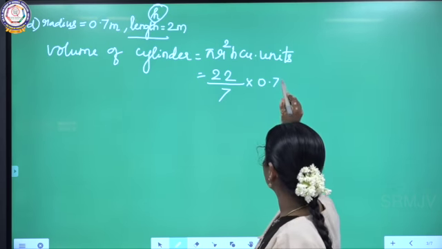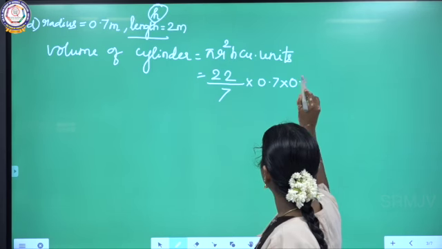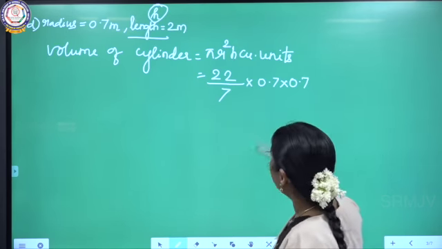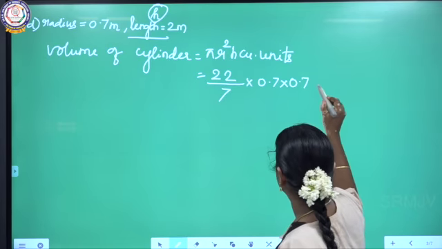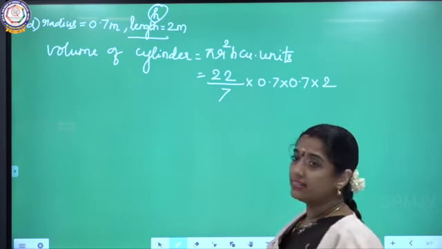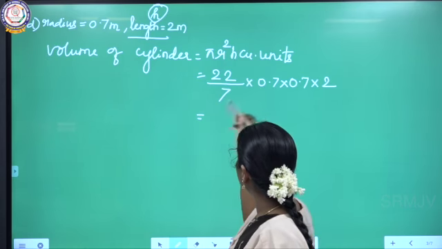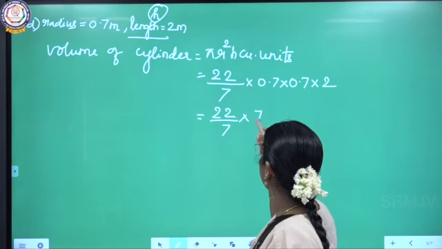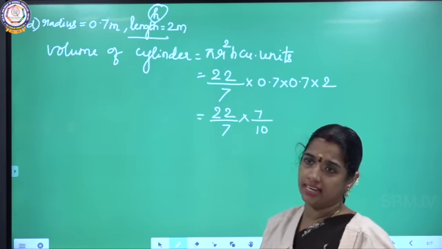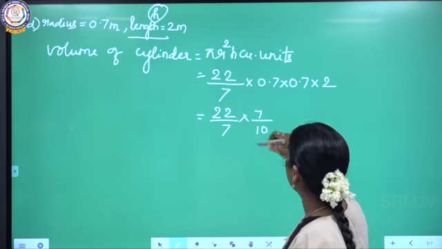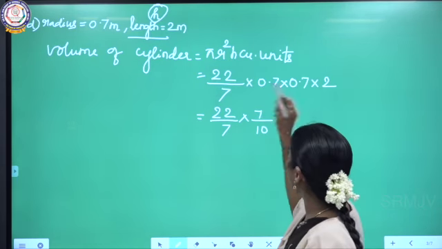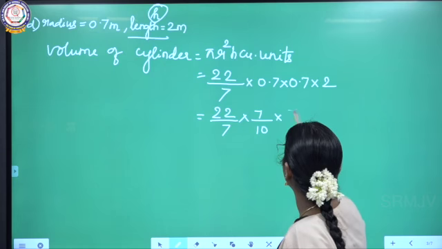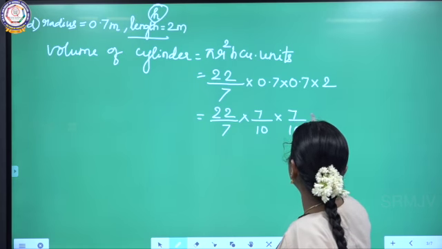0.7 into 0.7, because r square, so I have to write the radius twice. And what is the length? Height. 2. Can you clear this? Now listen, like this also I can do. 22/7, 0.7 I can write as 7/10. I am removing the decimal and writing it as a fraction. So 0.7, how can I write this? 7/10, as well as one more 7/10 into 2.